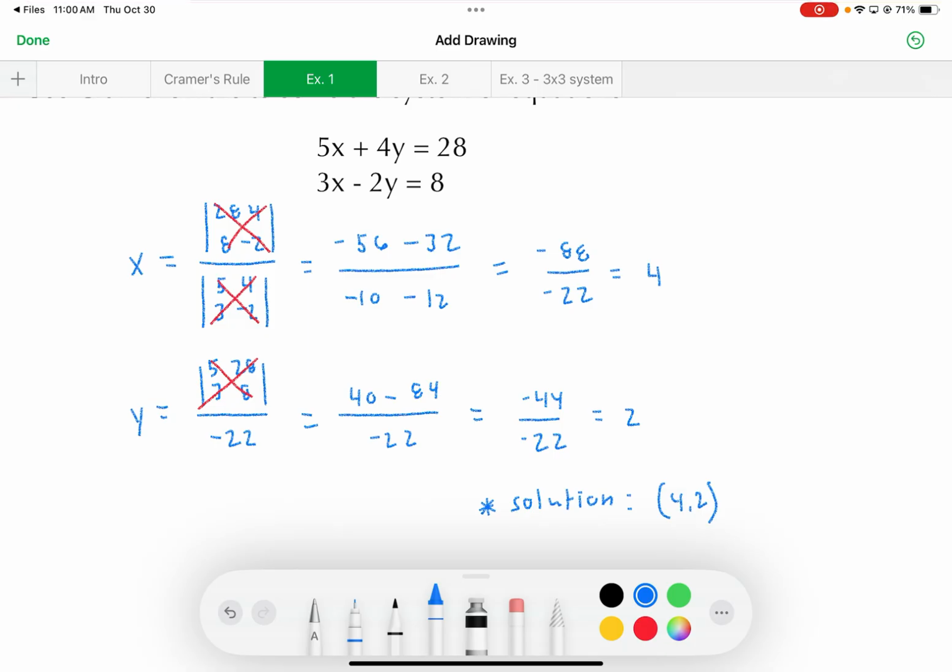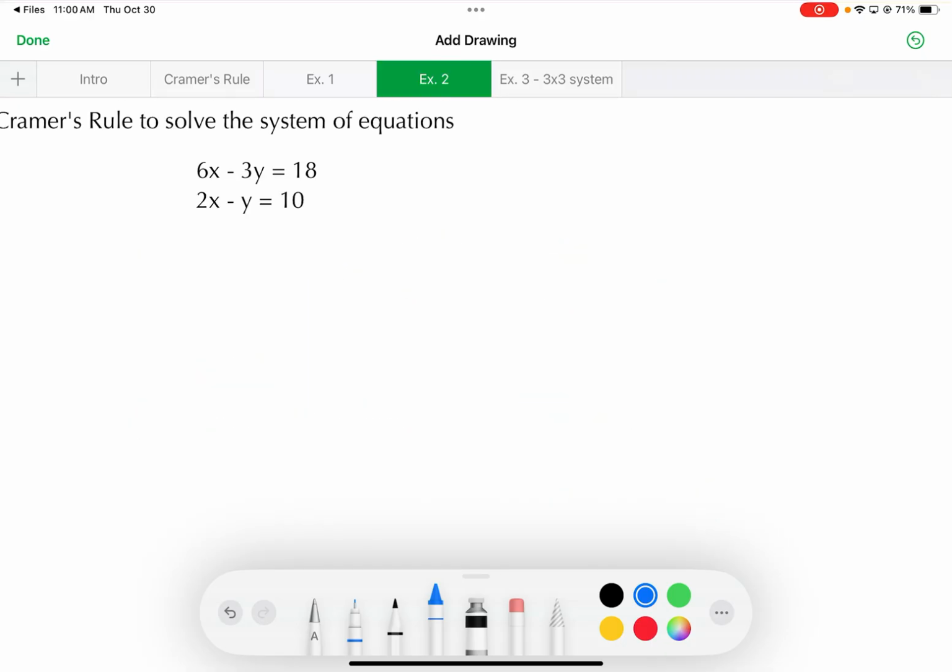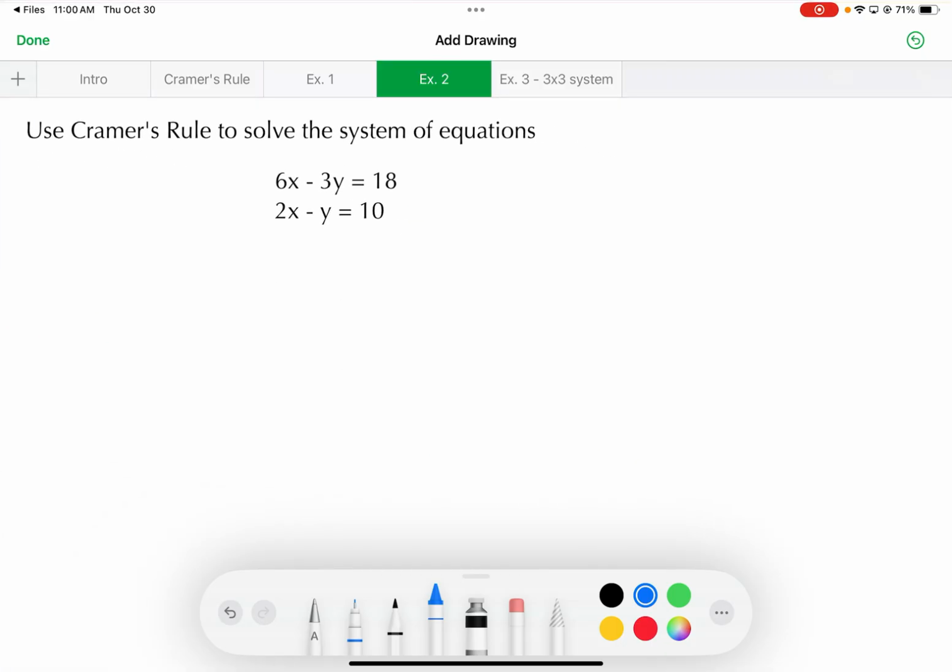All right, example 2, we got another one. That's a 2 by 2. It's already in standard form. Okay, so let's go after x. Determinant of the denominator using Cramer's rule. First column will be 6, 2. Second column, negative 3, negative 1. Numerator, what's the first column? 18 and 10. Second column, negative 3 and negative 1.